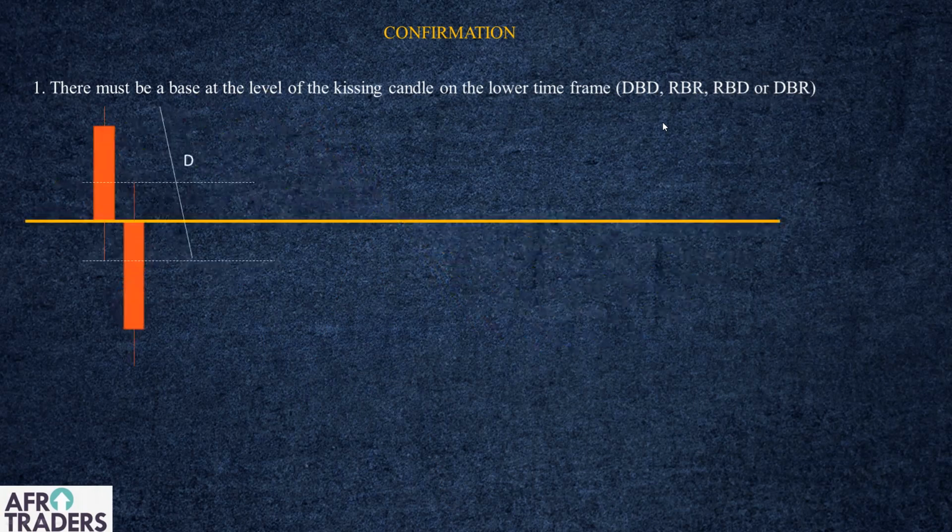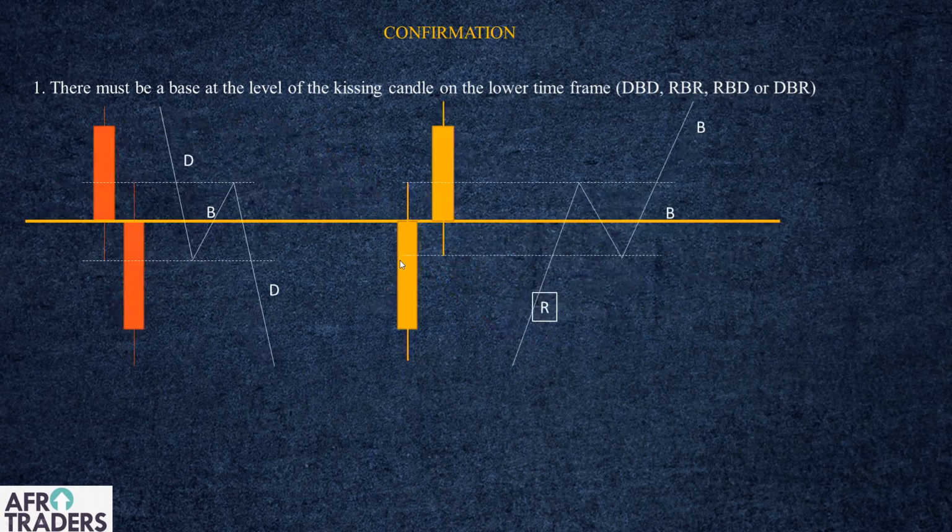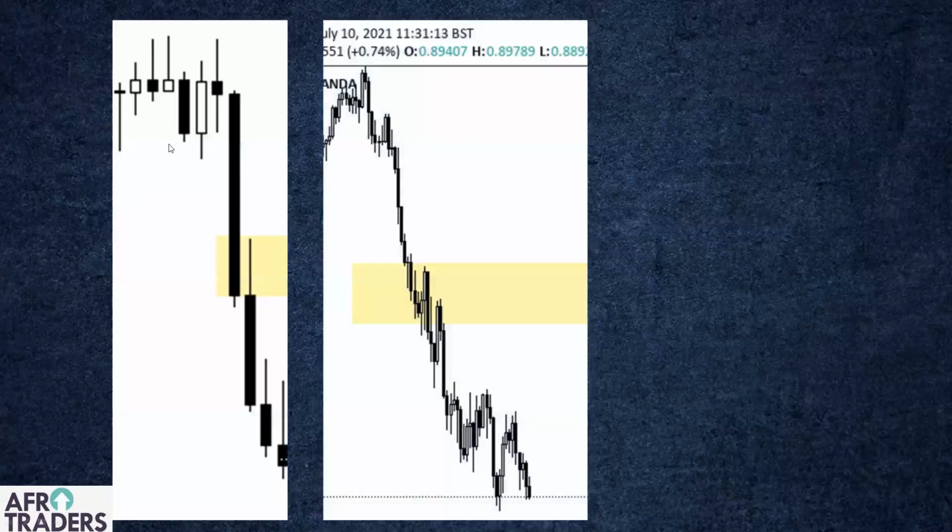Inside this there's supposed to be a drop base drop, so here we want to find a base. For a buy, you have a rally, a base, and a rally at that level. You can see some examples. If you have a kissing candle here, you have a wick here and a wick there.